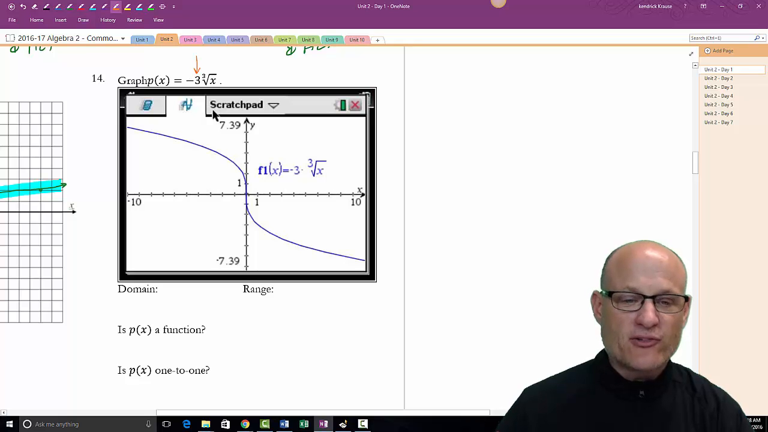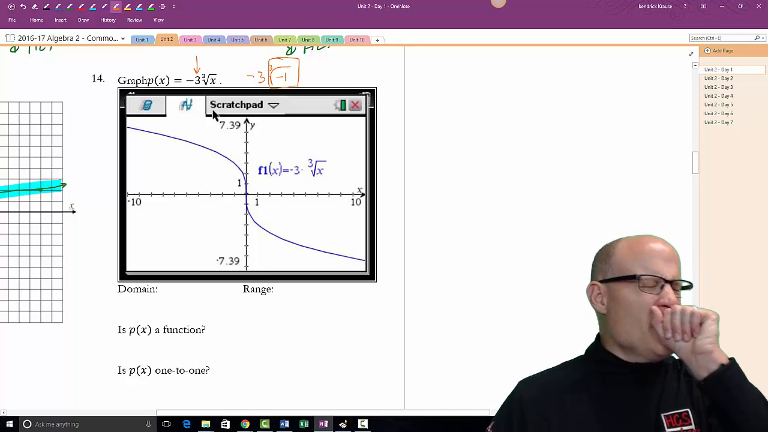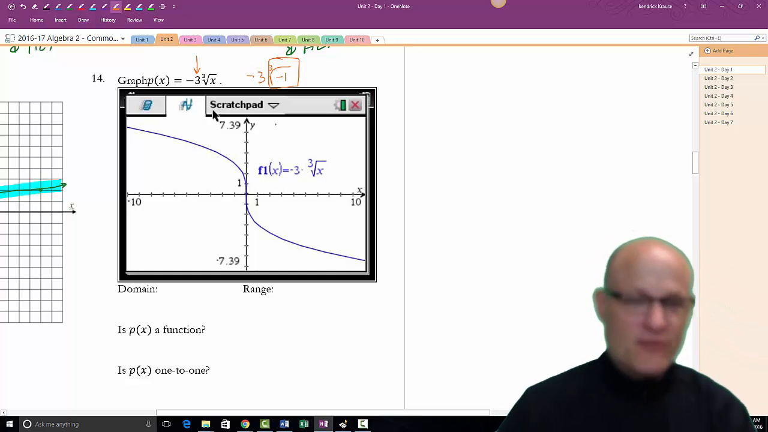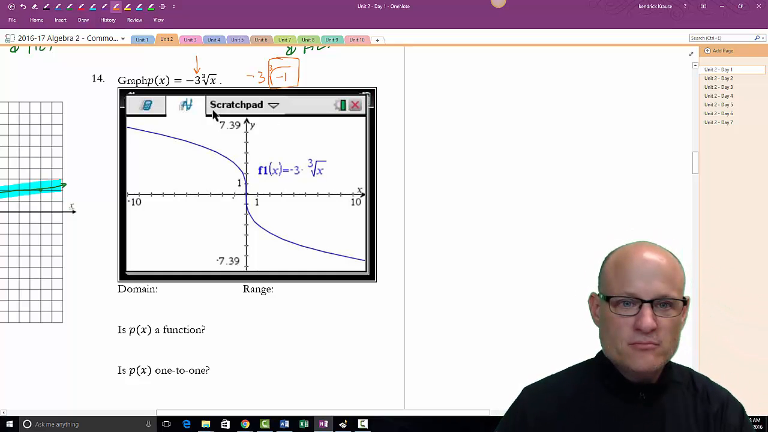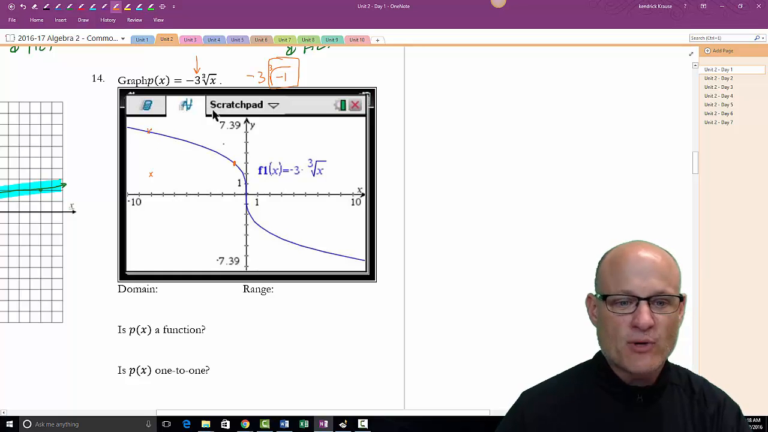Now the 3 just makes it steeper. The 3 just makes it steeper because if I plug in negative 1, the cube root of negative 1 is negative 1, and negative 3 times negative 1 is positive 3, and that's why it's up here. Now, the cube root of negative 8 is negative 2, but when I multiply that times negative 3, I end up up here. And that's why it's steeper.